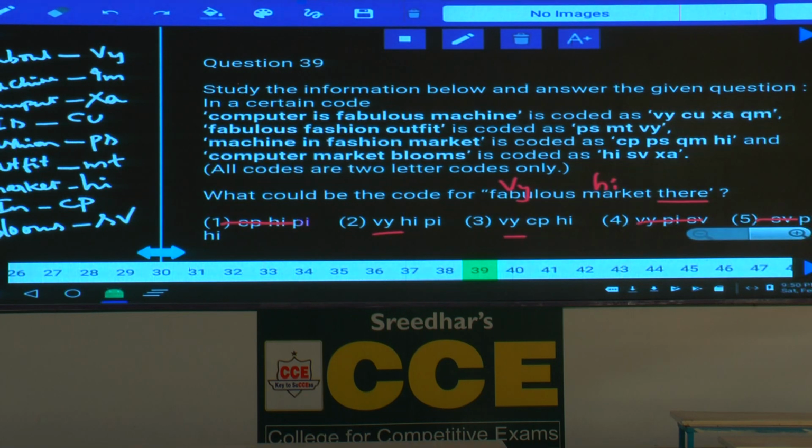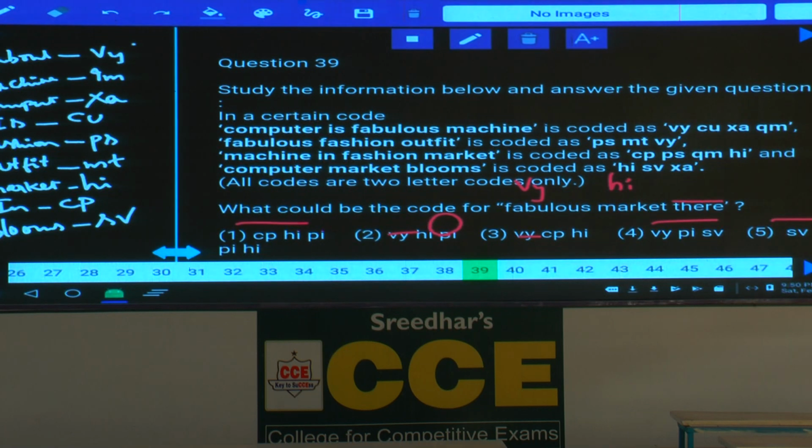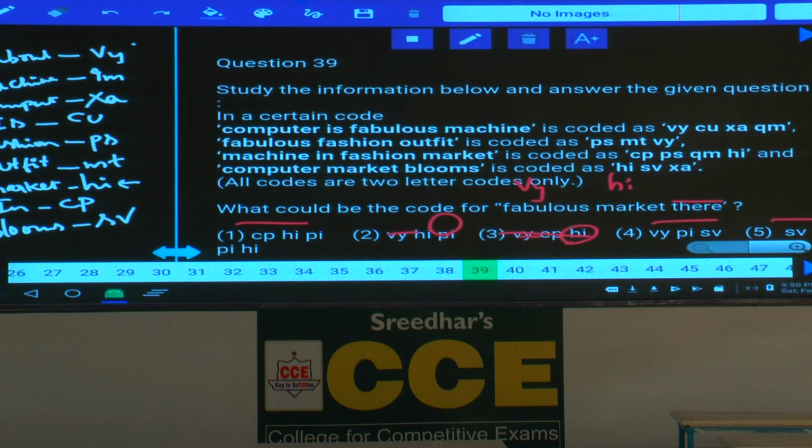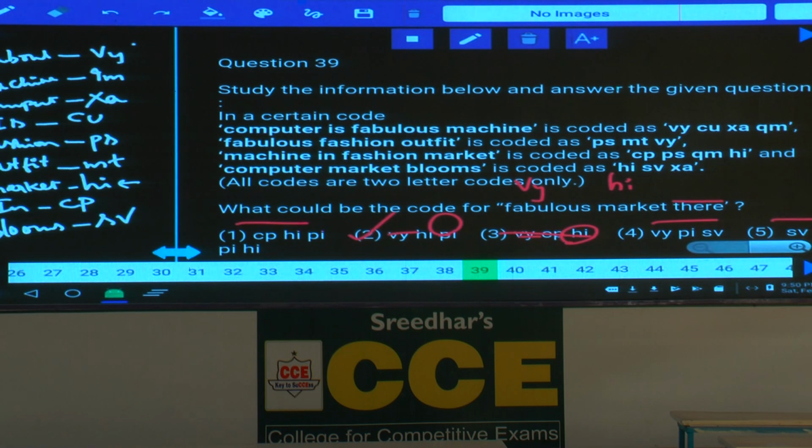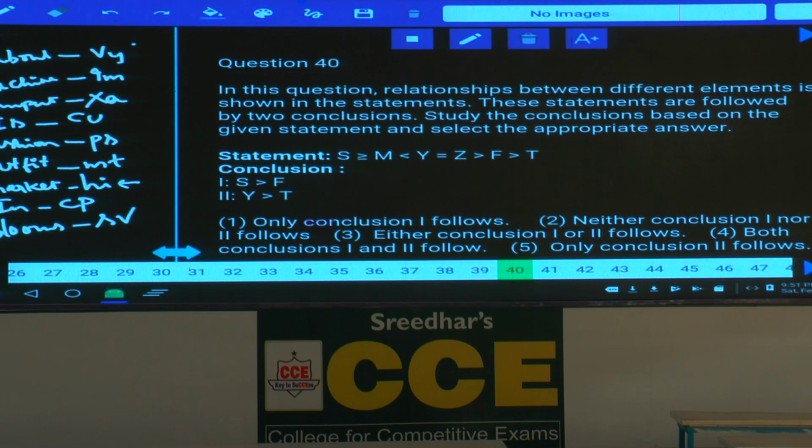Now between these two, choice 2 and choice 3, VY HI PI. Can PI be the code to the word there? Tell me. Yes, because PI is nowhere given in this one, hence it can be the code to the word there. Then choice 3, HI. Tell me whether HI can be the code to the word there? No. Why? Because HI is the code to the word market, hence it cannot be the code to the word there, hence choice 3 is ruled out. Now we are left with only choice 2. Hence this VY HI PI can be the code to the word fabulous market there. This is a very basic reason why he is asking for a possible code, but not for a definite code. Clear?